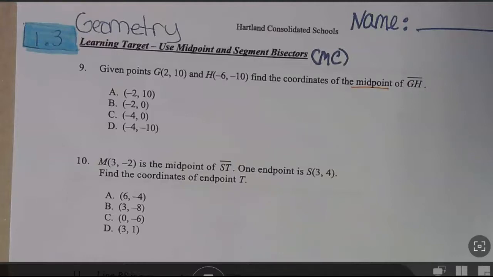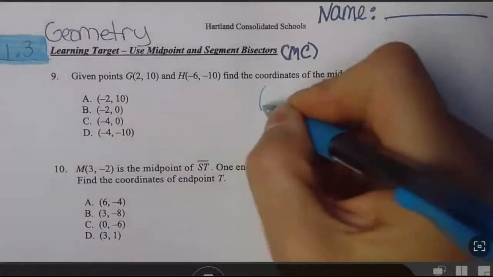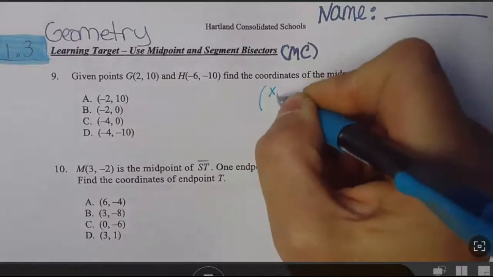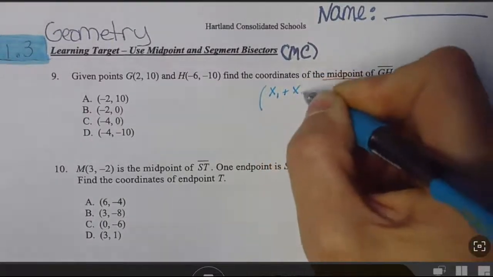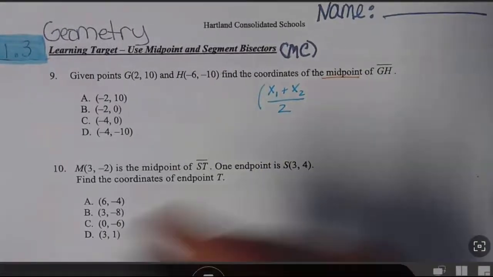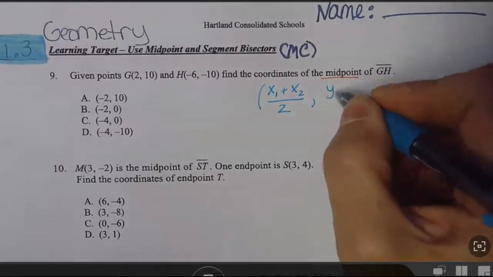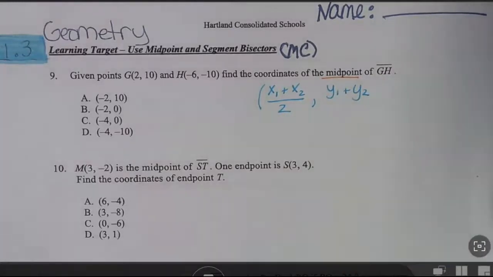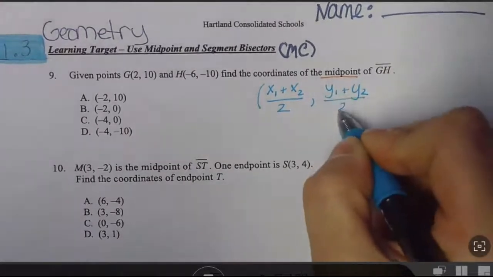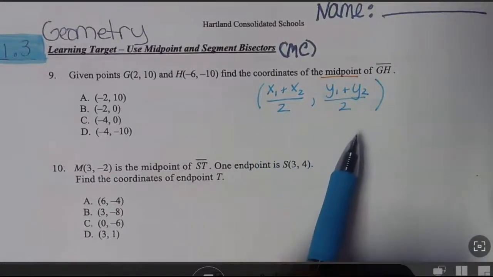It is on the back of your note sheet for 1.3. Just to refresh your memory, our formula is: we take x1 plus x2, and we put that over 2, or divide by 2, and then it's comma. To find our next one is y1 plus y2, and we put that over 2, or divide by 2, and that will give us our new x and our new y.